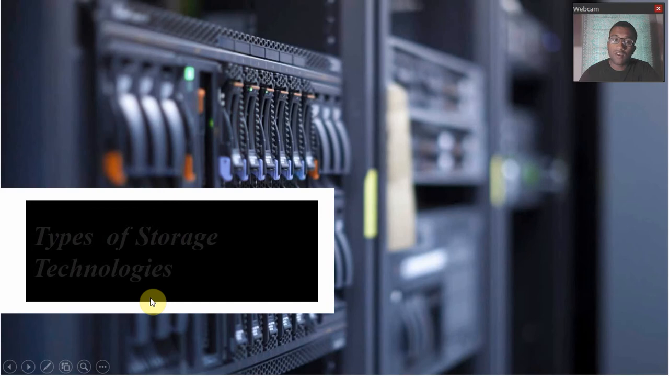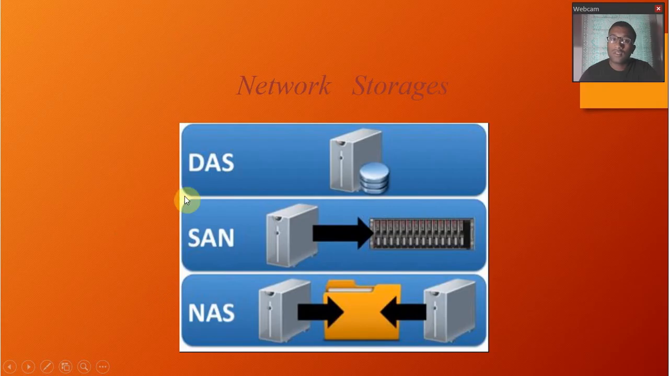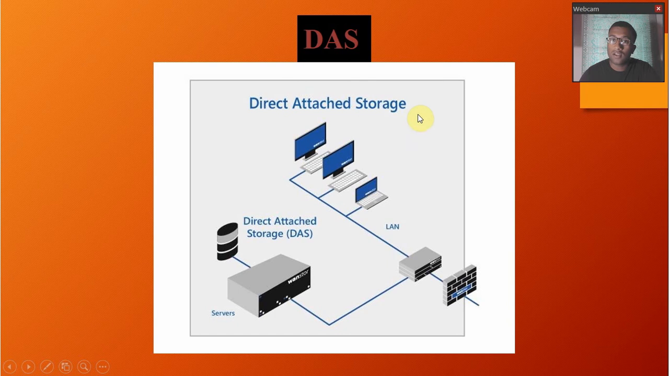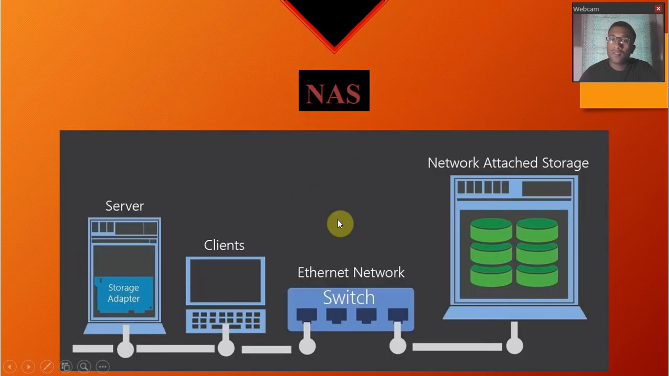And there are different types of storage technologies: DAS and NAS. Firstly, we'll see DAS, that is direct attached storage. That is, there will be many hosts connected to the local area network, and the local area network would be connected to our servers. Then comes NAS, that is network attached storage. It includes four components: server, client, Ethernet, and network storage.